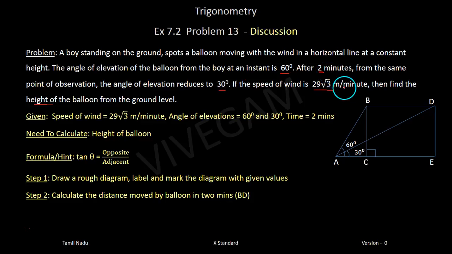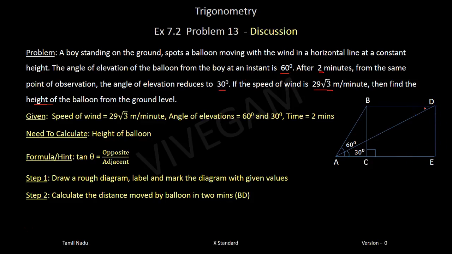If it is in seconds, this needs to be converted to seconds. Please be careful about the units. The consistency of the units is very important. So this is 2 minutes, this is also per minute, so everything is fine. So 29√3 into 2 will give you the distance. What is the distance? BD or CE, because BD equals CE, right?